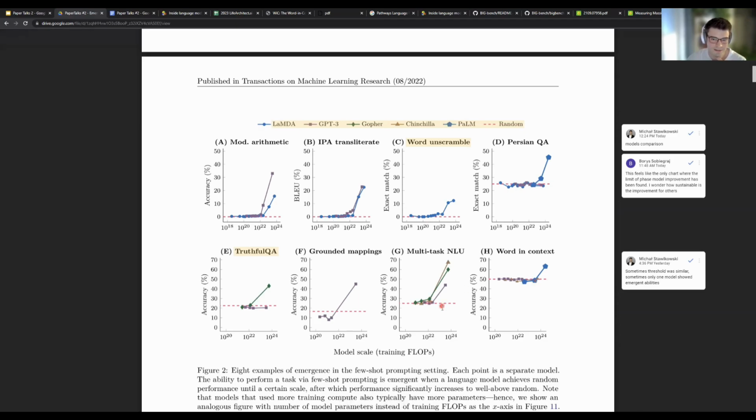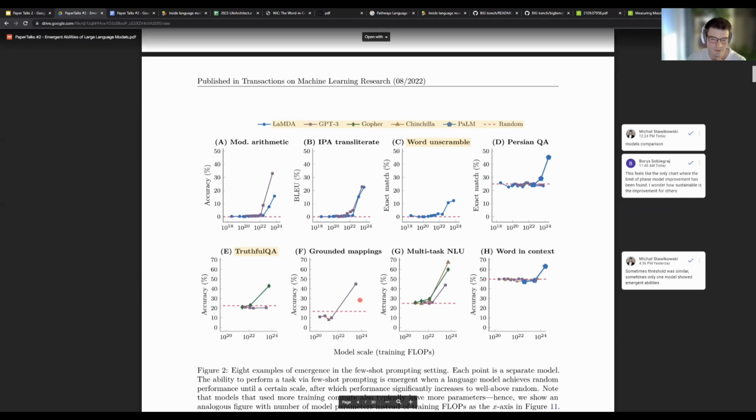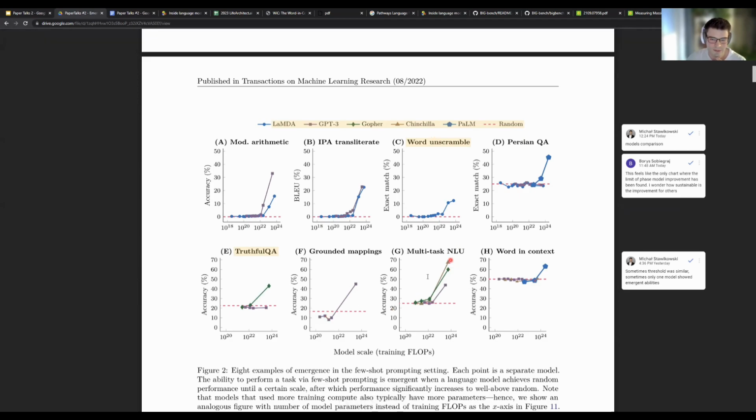Yes, and sometimes it's only for one model, but for some of these plots, we have even 3 models. I don't know if somebody maybe has any question now or wants to add something.